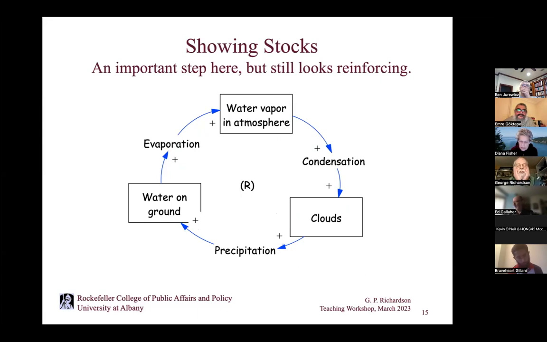There are three things in that loop that are actually stocks: water vapor in the atmosphere, water in the clouds, and water on the ground. And you'll notice I've changed the S's to pluses because for things I've written about 30 years ago or more, S's don't work very well with stocks, but pluses do. Water on the ground adds to evaporation, which adds to water vapor in the atmosphere, and so on. Okay, so we've seen that CLD had hidden stocks.